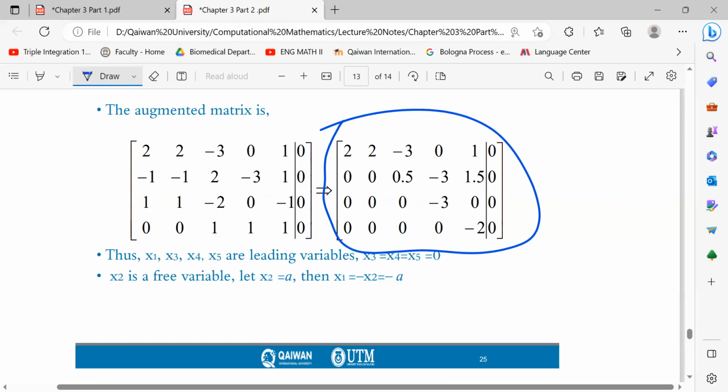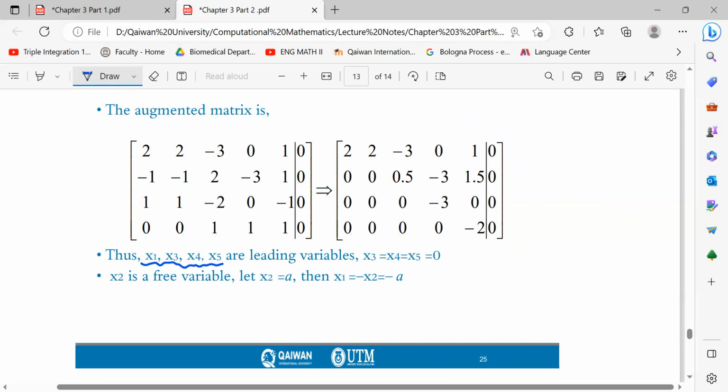In that matrix, we say x1, x3, x4, x5 are leading variables. But from this reduced echelon form, what do we get? This is negative 2. What's the x? It's x5. It is 0. So what's x5?